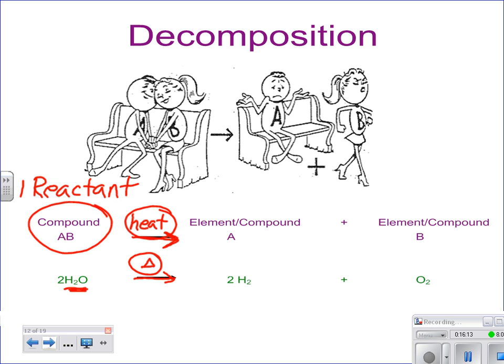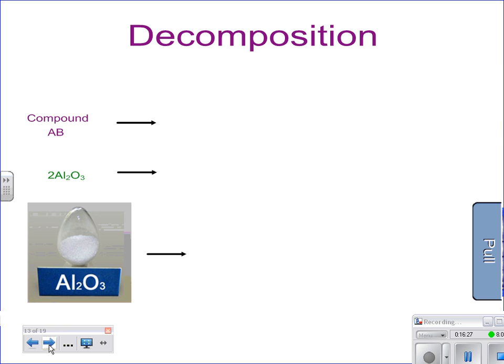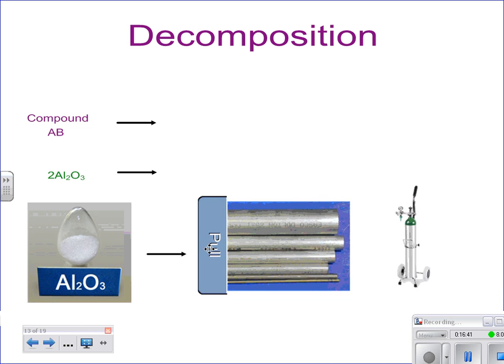Again, decomposition, you have one reactant that is breaking down into two individual elements, or a special case might be it breaking down into two compounds, and we'll see that in a couple days. So another example, aluminum oxide. What does aluminum oxide break down into? The only possibility would be aluminum plus oxygen. So here we go, aluminum plus oxygen.